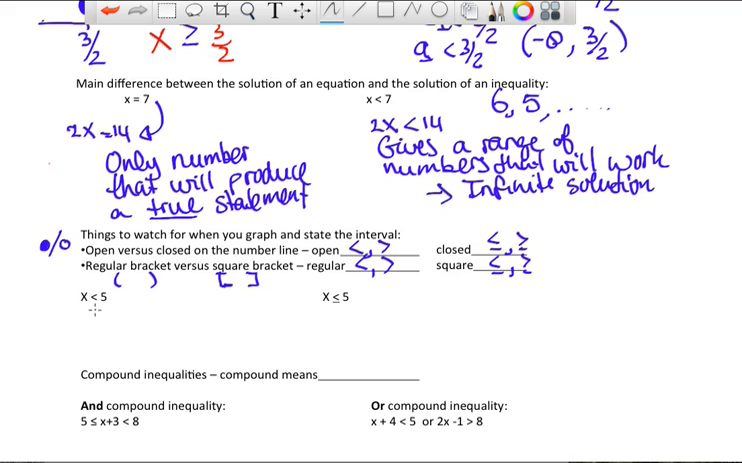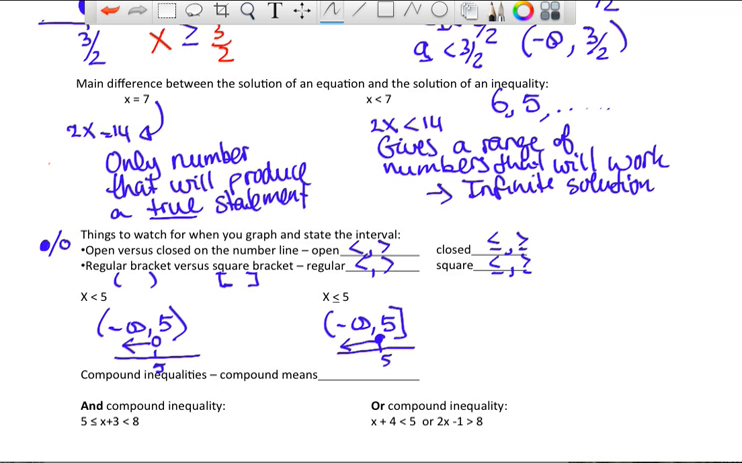Okay, so x less than 5, that would be from negative infinity out to 5, but not including 5. X is less than or equal to 5, that would be from negative infinity up to 5, including 5. On a number line, they start the same way. You graph the number 5 on the number line, it's to the left. Here it would be an open circle. Here it would be a closed circle.